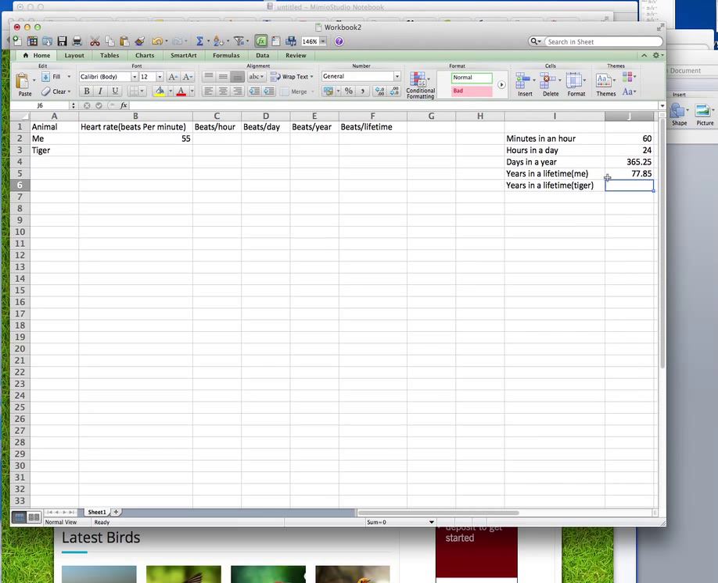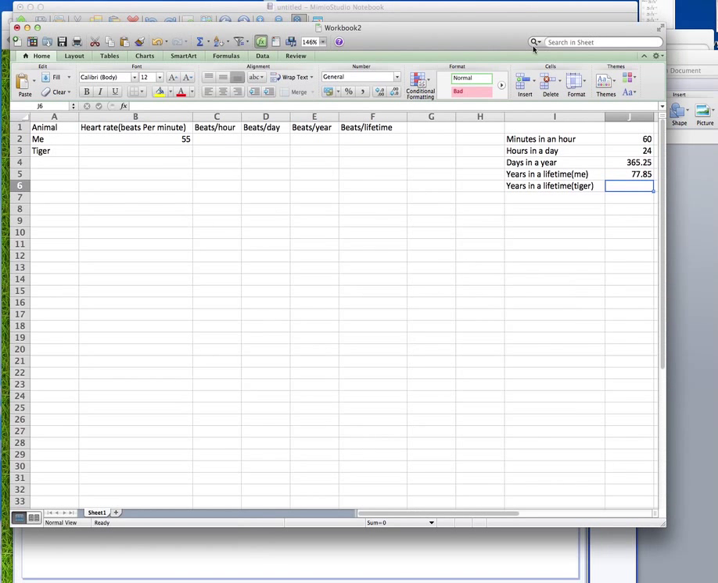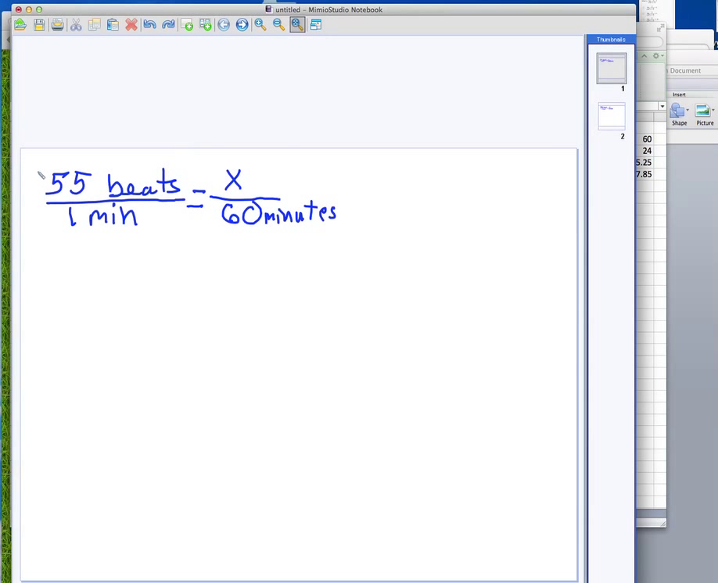All right, so we have beats per hour. Now the best way to figure out beats per hour is just to use a proportion. As you see, I have 55 beats per minute, and I want to figure out how many beats are in 60 minutes. So I'm going to do a little math here. If you remember from the Excel spreadsheet, the 55 beats were in cell B2, and minutes in an hour was in J2. So I'm going to write that as a little note, B2, and this one is J2.